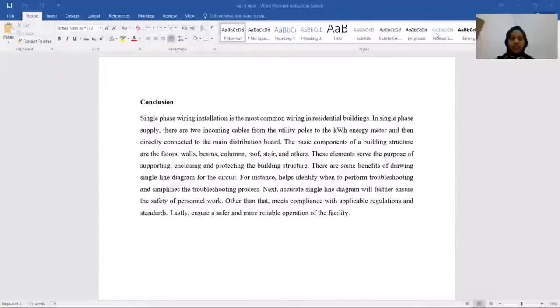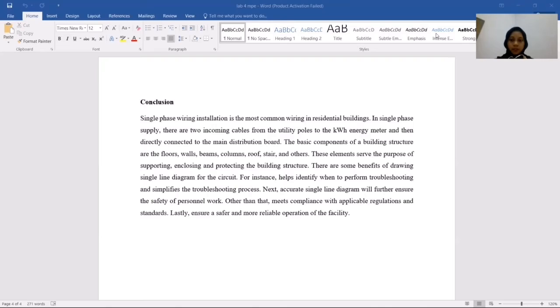In conclusion, single-phase wiring installation is the most common wiring in residential buildings. In single-phase supply, there are 2 incoming cables from the utility poles to the kilowatt-hour energy meter and then directly connected to the main distribution board. The basic components of a building structure are the floors, walls, beams, columns, roof, stairs, and others. These elements serve the purpose of supporting, enclosing, and protecting the building structure.